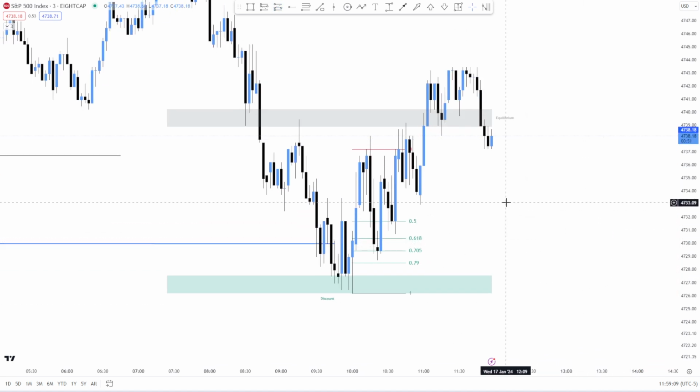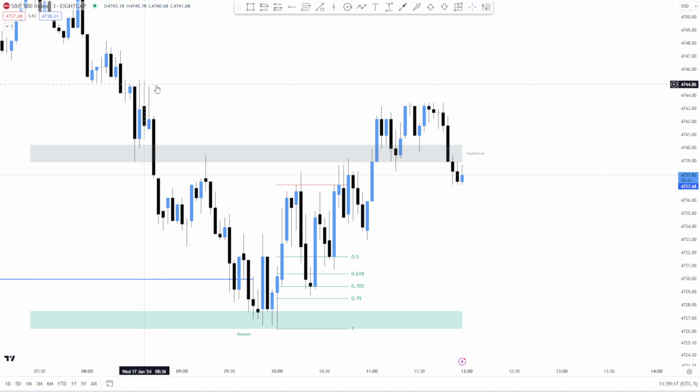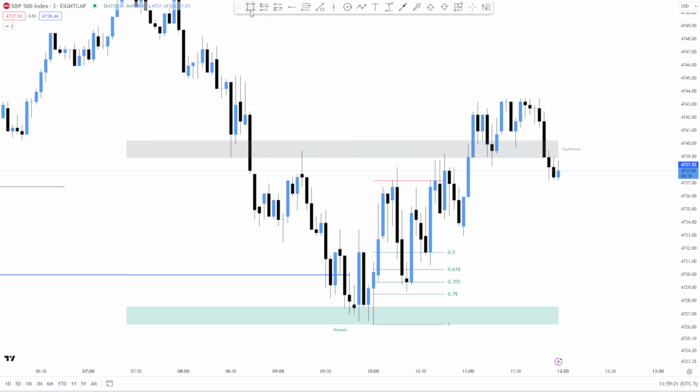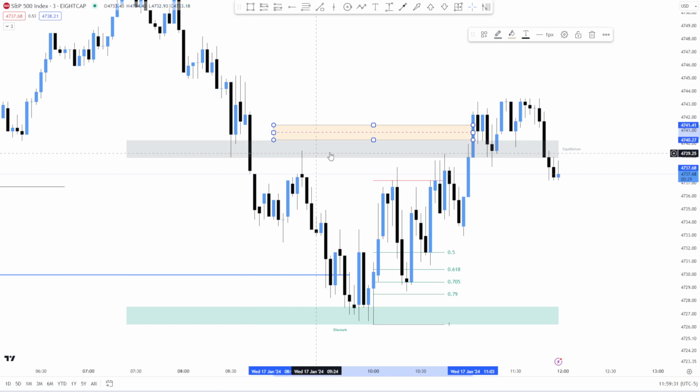What I am looking for is to shoot above equilibrium somewhere, either in a balance area or another area of liquidity, and then just hop out. So this area here would be the area I would target because of this imbalanced area right here. That would be the area I would target above equilibrium to TP at.